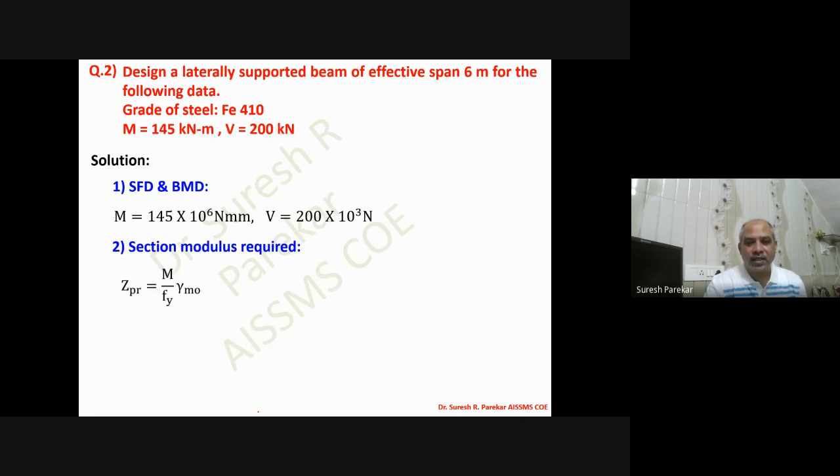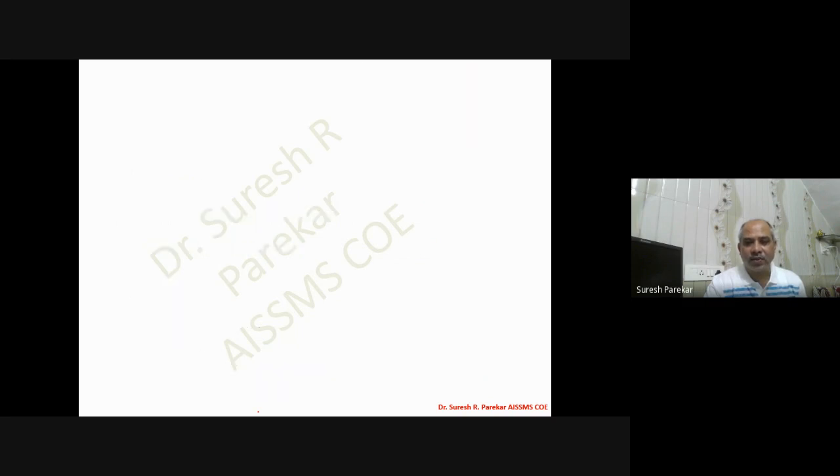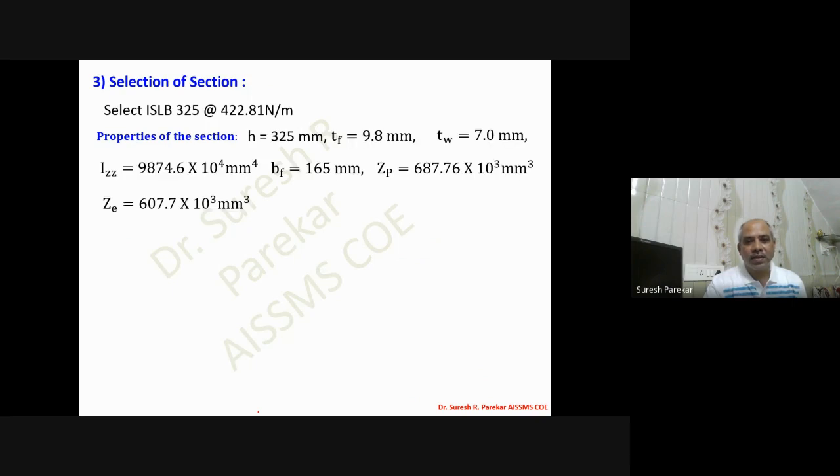Then the section modulus required, the same step we have over here. So 145 into 10 raised to 6 upon 250 into 1.1. That gives me required Zp as 638 centimeter cube. Now we go to selection of section from IS 800 2007. We have this section, and then we have h equal to. Again, after selection of the section, we have to go for analysis.